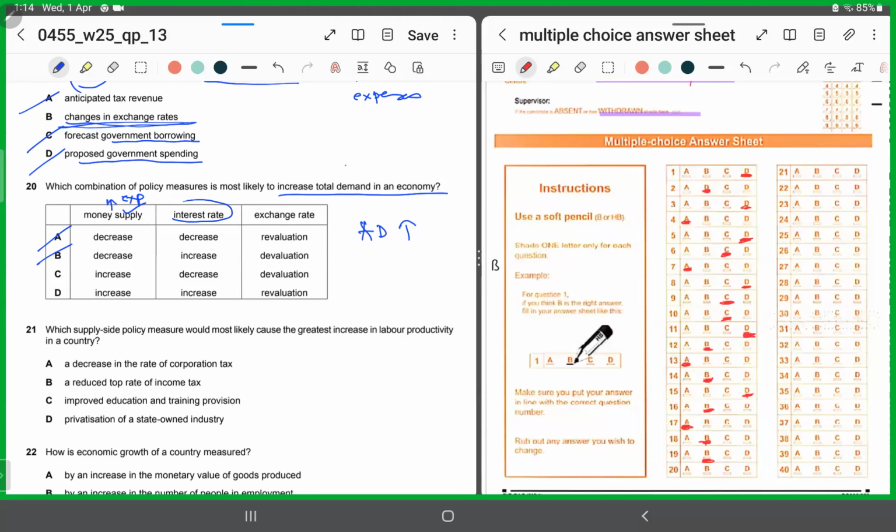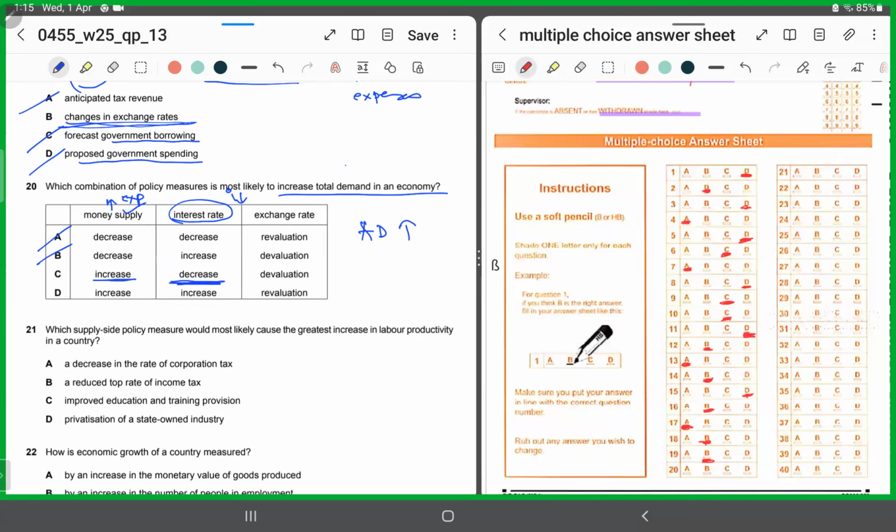What about interest rate? You want to increase aggregate demand, so interest rate should be low. Why? Because you want to increase what? Production. You want to enable firms to expand, right? So interest rate should be low in order to boost the output level. Where is it displaying a decrease? In option C and in option A, but we've already chopped A. So far, C is looking the answer.